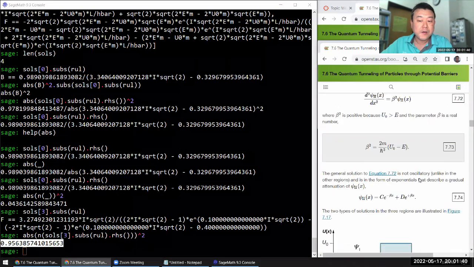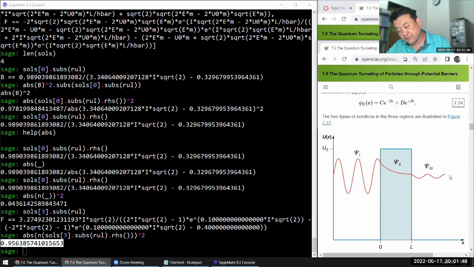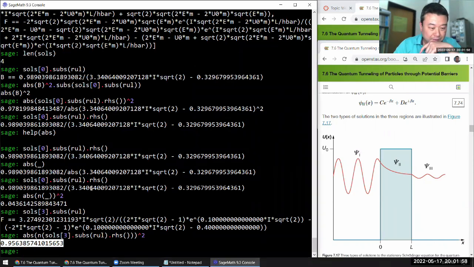If you have a wave that's incident and some tunnels through, then you add up what tunneled through, add up what reflected. They should add up to 1, because everything that's incident either tunnels through or it gets reflected. And we can do other fun things.